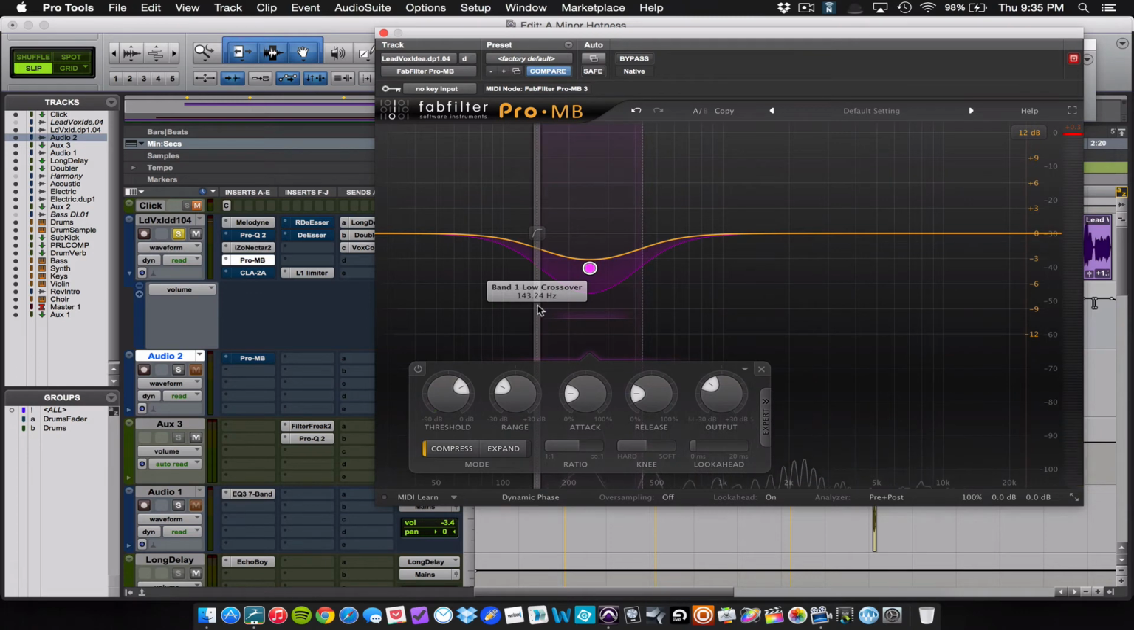This is a lifesaver, you guys. What a difference. Now, when you put the two together, and then I also have a post compressor LA-2A going on. Let's take a listen.